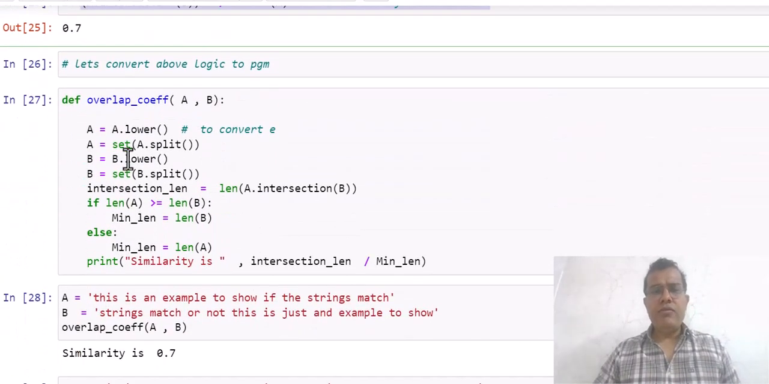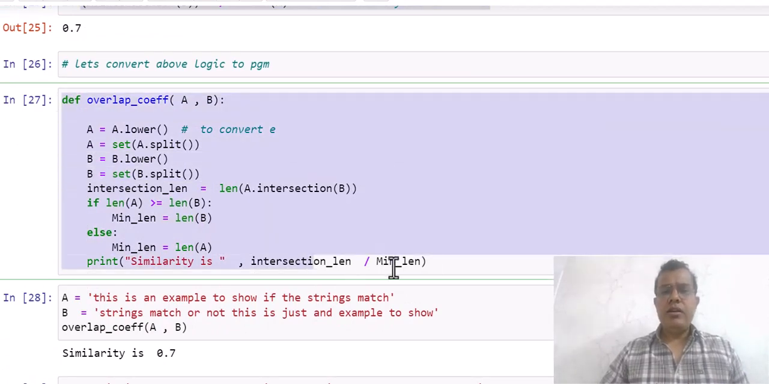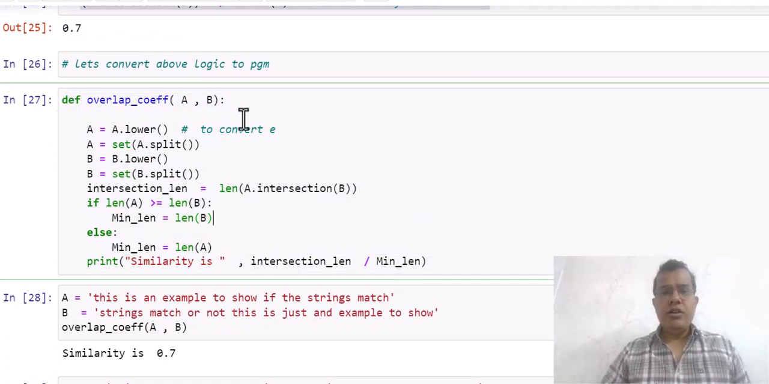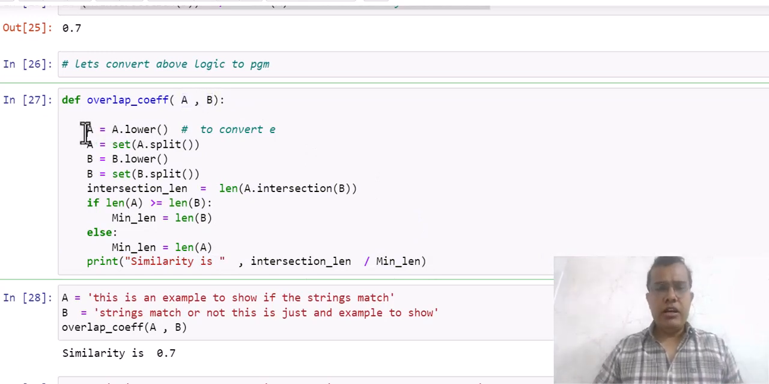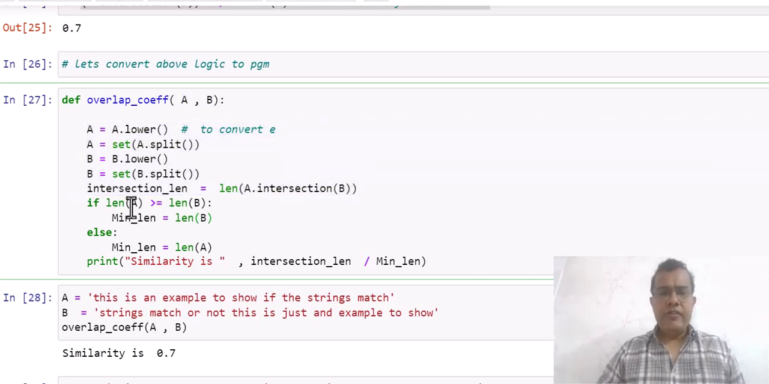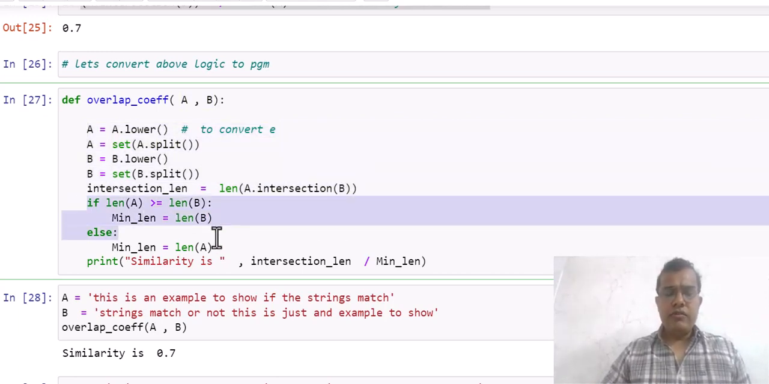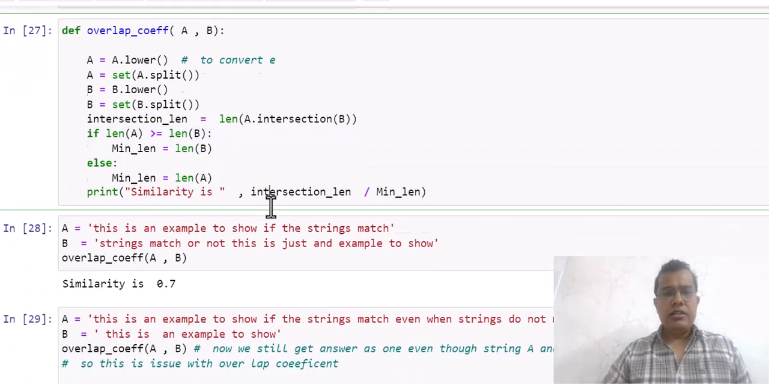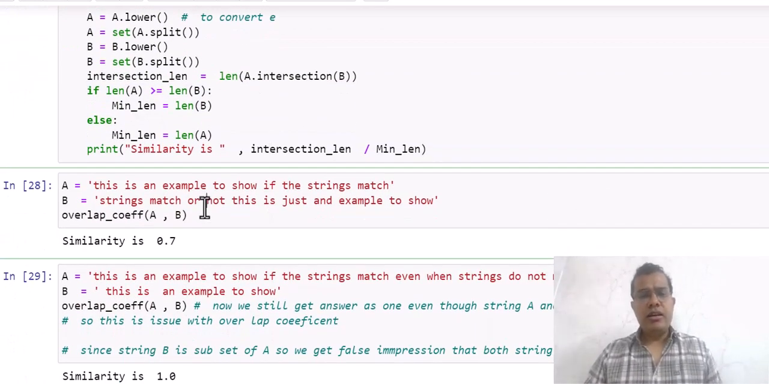And the same thing I have converted into a small user defined function. It takes two strings as an input, and it will do everything. It will convert it into lowercase, split it, find the intersection, determine which one has the lesser length, and then find the similarity. If you notice, it gives me the same answer.